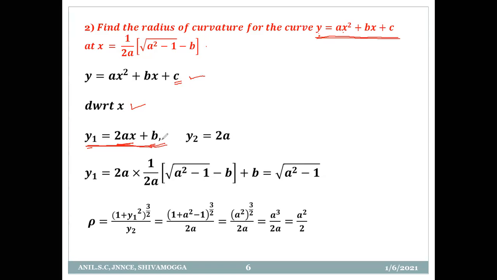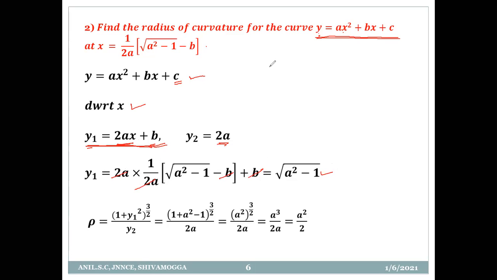And these two derivatives are required at a point where x is equal to 1 by 2a into square root of a square minus 1 minus b. Substitute here. Therefore, y1 is equal to 2a into x, and x is 1 over 2a square root of a square minus 1 minus b, plus b. Cancel this 2a with this 2a. Square root of a square minus 1 minus b plus b. Cancel this minus b with this plus b. You get square root of a square minus 1. This is y1. And y2 is constant. There is no x here. You keep it as it is. y2 is equal to 2a.